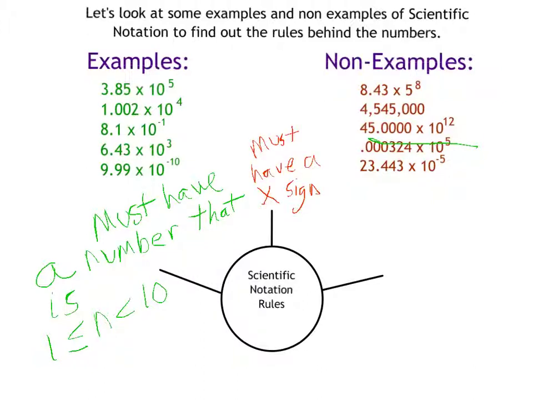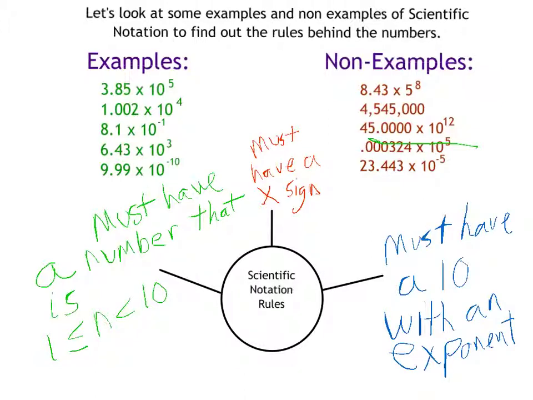The second rule is you must have a times sign. It is a multiplication problem. It is a product. Times, times, times, times, times. Good. We have it. Lastly, you must have a 10 with an exponent. So let's look. 10, exponent, 10, exponent, 10. Now we have a negative exponent, but we'll talk about that later, but it's still an exponent. 10, exponent, 10, exponent. Awesome. So these are the three things you must have to be in scientific notation.